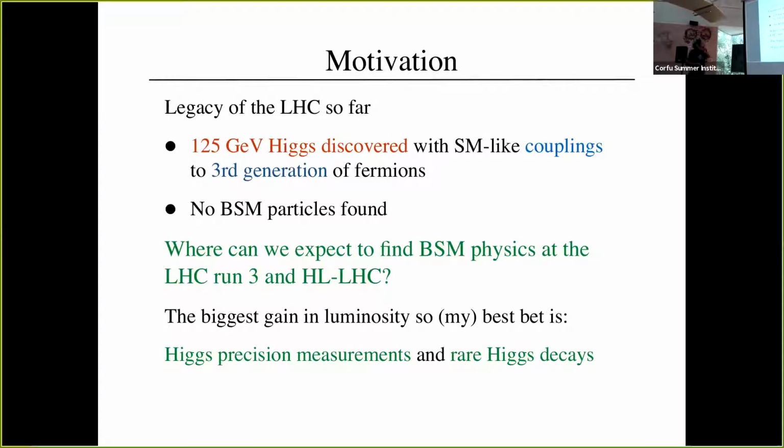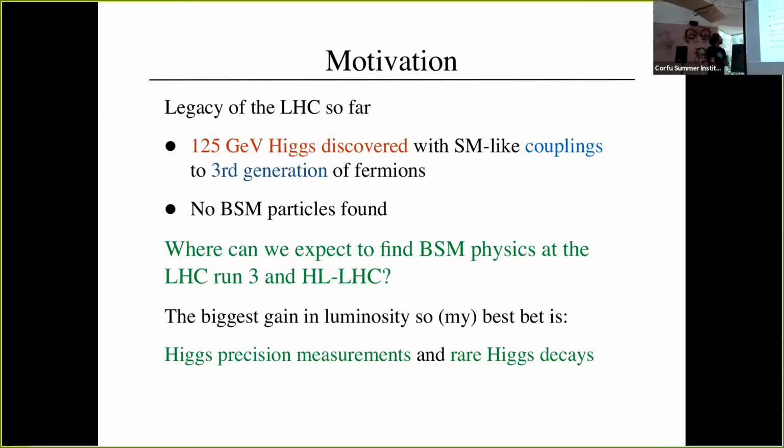Okay, so very briefly, the main legacy of the LHC so far is that the Higgs has been discovered, the mass has been measured very precisely, and also standard model-like couplings. Couplings to third generation fermions are more or less standard model-like, within 10, maybe 20%. But it's important that it's basically only third generation. We are just starting to probe the second generation, but we are still a bit far away.